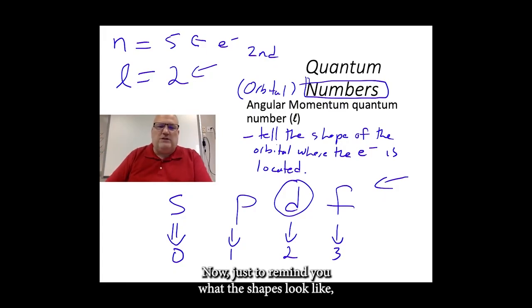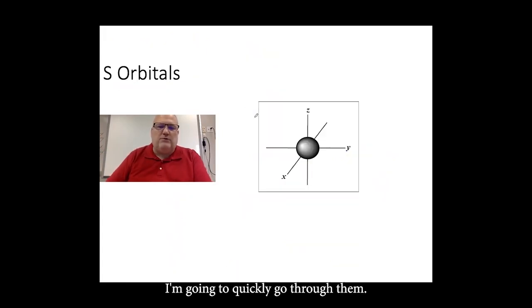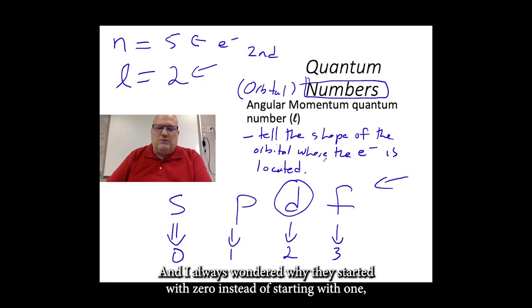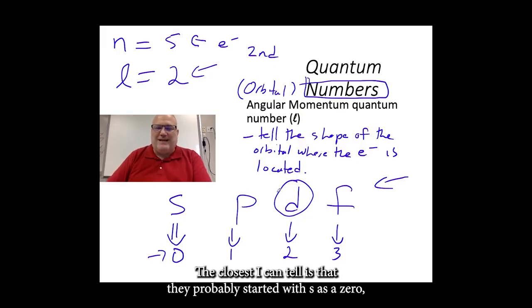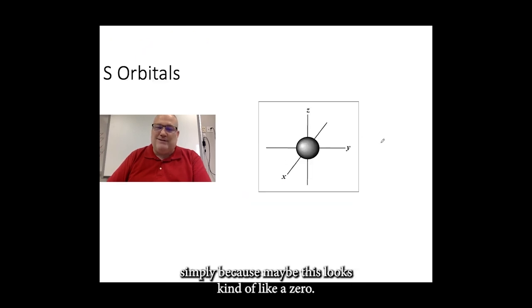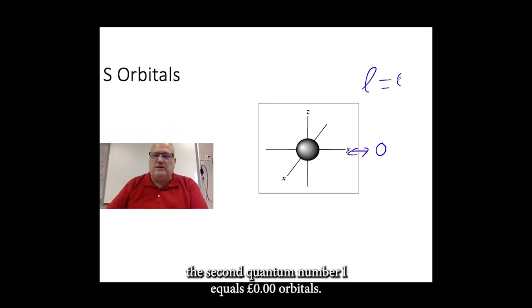Now, just to remind you what the shapes look like, I'm going to quickly go through them. This S-shaped orbital looks like a sphere. And I always wondered why they started with 0 instead of starting with 1, because I would have numbered them 1, 2, 3, 4. The closest I can tell is that they probably started with S as a 0 simply because maybe this looks kind of like a 0. I don't know. But S orbitals have a sphere shape, and they have the second quantum number, L equals 0.